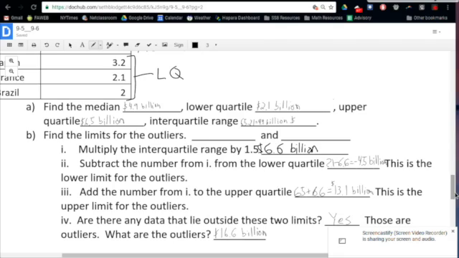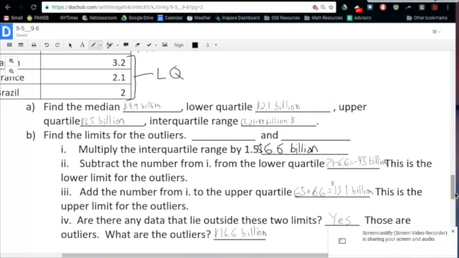So a quick review here. Multiply the interquartile range 4.4 billion times 1.5 to get 6.6 billion. Subtract that from the lower quartile, 2.1 minus 6.6 gives us negative 4.5 billion. That's the lower limit for the outliers. Anything below that is an outlier. And we also take that 6.6 billion and you add it to the upper quartile, 6.5 plus the 6.6 billion. It gives us 13.1 billion. That is the upper limit for the outliers. Anything bigger than that is an outlier.